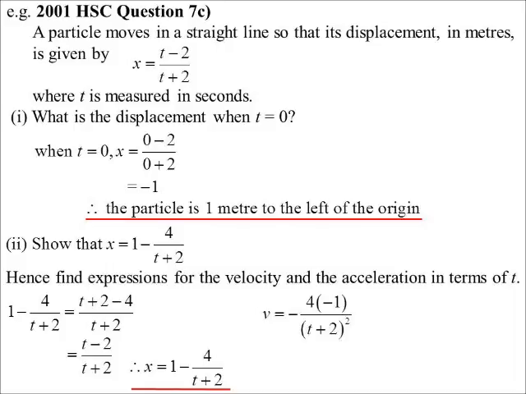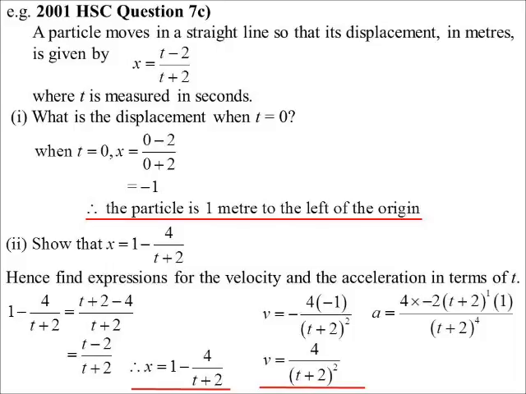So let's find velocity. Differentiate, minus the derivative on the function squared. I get 4 on t plus 2 squared. Differentiate again to get acceleration, minus the derivative on the function squared, and we get minus 8 on t plus 2 cubed.